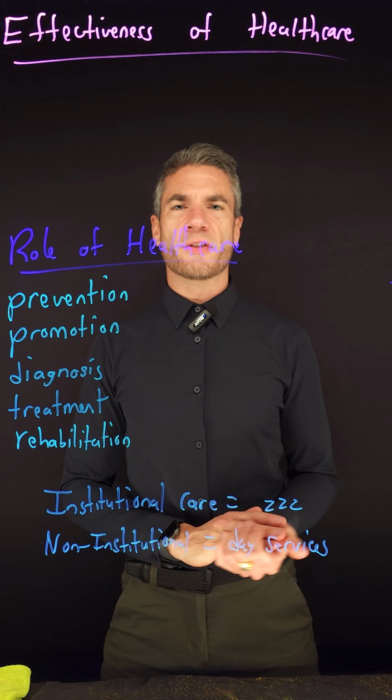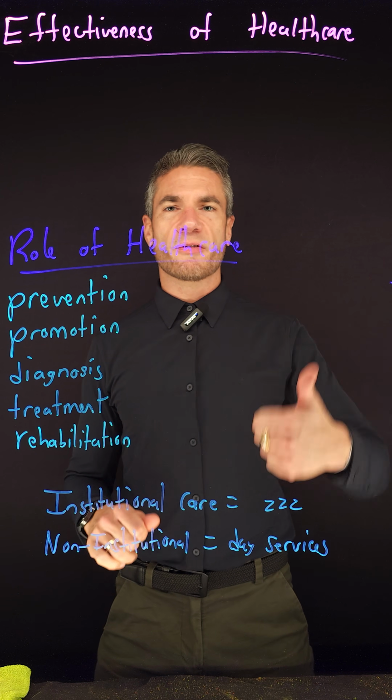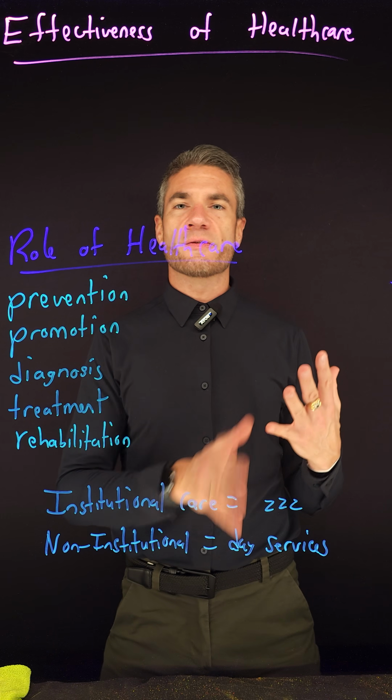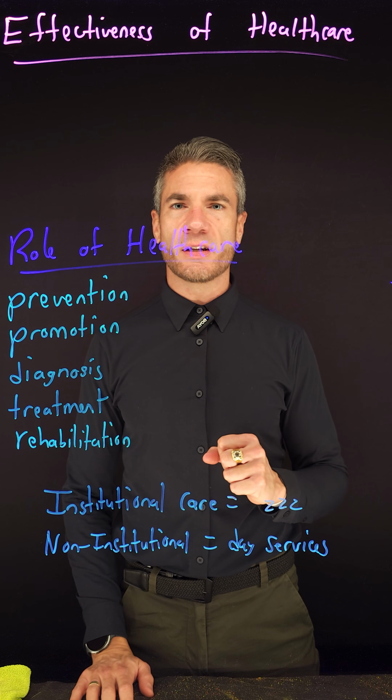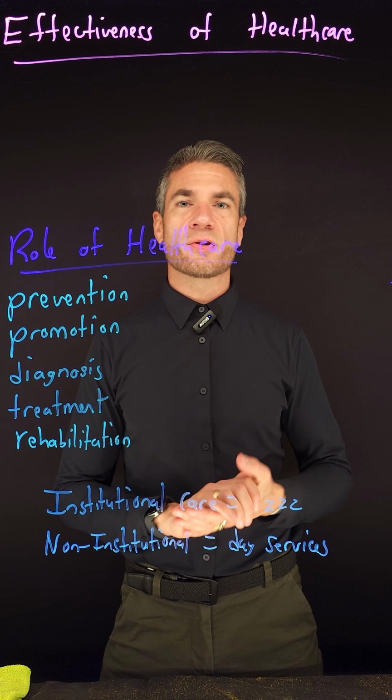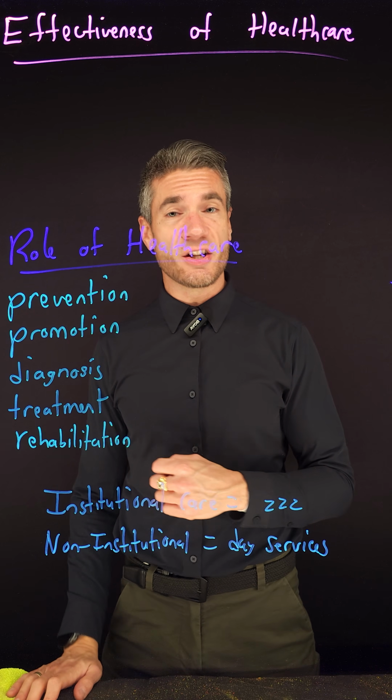So what is the role of the healthcare system in Australia? Well, we're looking at prevention, promotion, diagnosis, treatment, and rehabilitation. Okay, those 5 aspects cover pretty much everything of healthcare in Australia. We do have 2 different types of care in Australia. We call them institutional and non-institutional care.